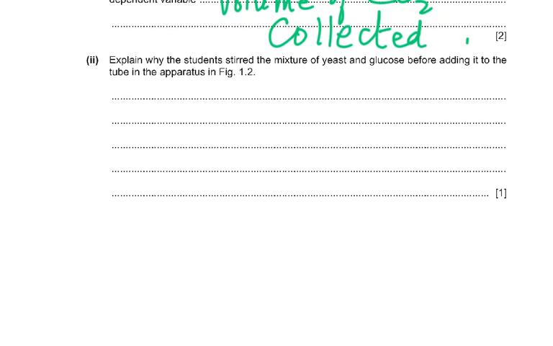Explain why the student stirred the mixture of yeast and glucose before adding it to the tube in the apparatus. Why would we do that? If I ask you to make a cup of coffee, why do you stir it? So that the sugar and the coffee granules mix uniformly, which is called homogeneously, or you can say completely mixed, or evenly mixed. So you ensure that the glucose and the yeast are uniformly distributed. Now, some of you will struggle with English, but I'm sorry, you can come up with something very easy in English as well. Evenly mixed, completely mixed.